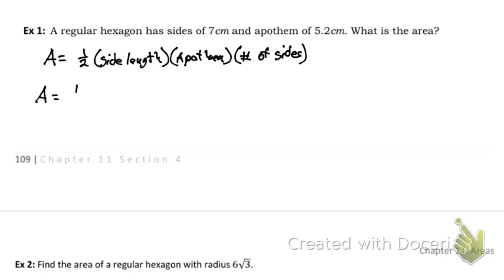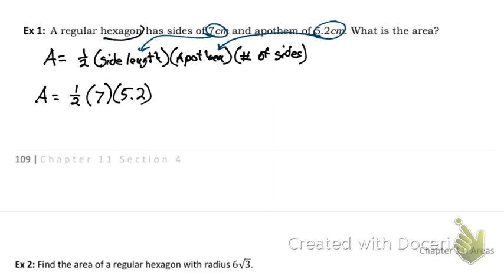Well, in this case, we have side lengths. It says that it has sides of 7 centimeters, so our side length is that 7 centimeters. We also have an apothem. It says the apothem is 5.2, so we're going to plug that in there. The good thing is most of the time we know our number of sides, because it gives us our name. How many sides does a hexagon have? Yes, it is 6 sides. A hexagon has 6 sides.